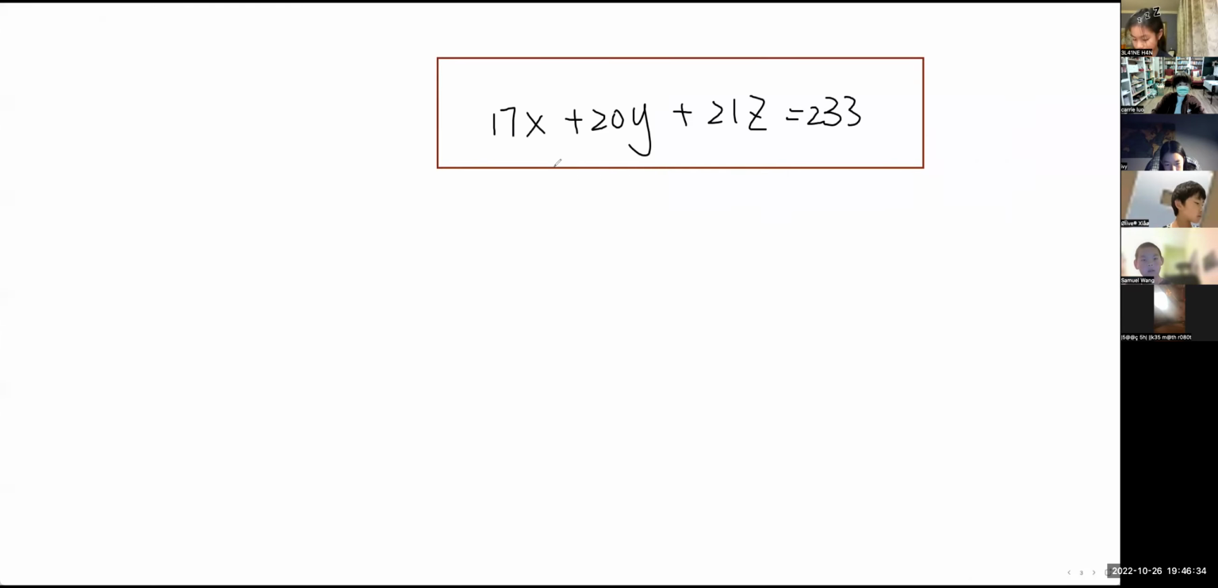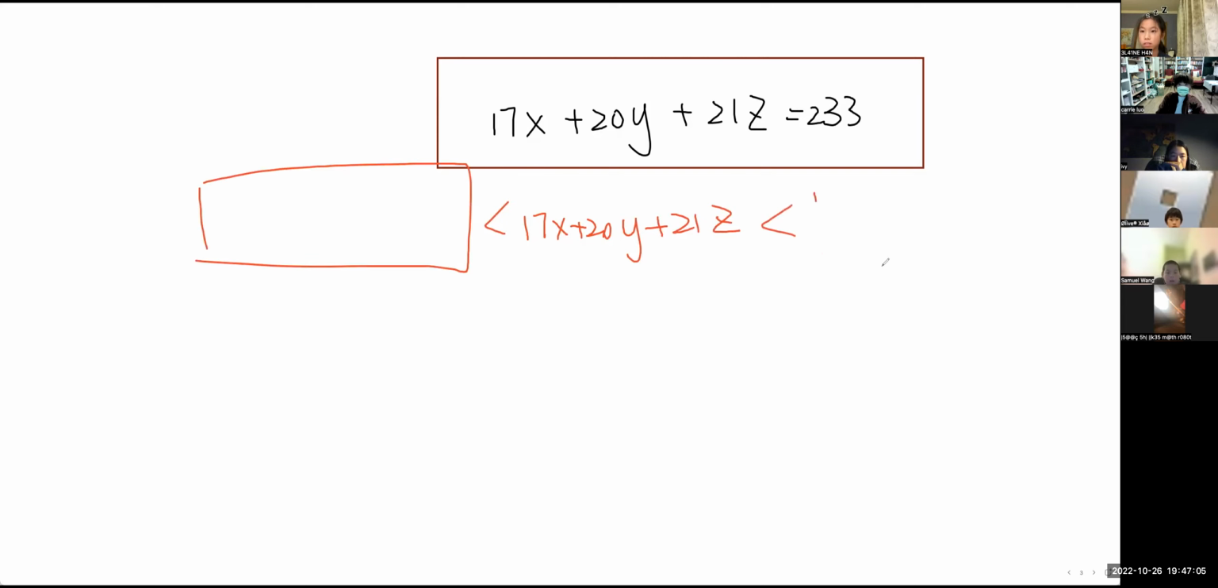Okay, so let's take a look at this one. This question, I think I need to start to explain, right? The number is really big, okay? So how do we do it? There's a thing called estimation. So let me just ask you: 17x plus 20y plus 21z, because they're all positive numbers, this one must be bigger than what, and must be smaller than what?